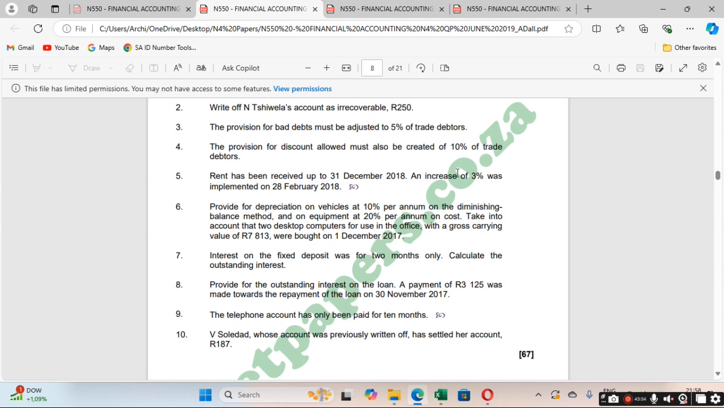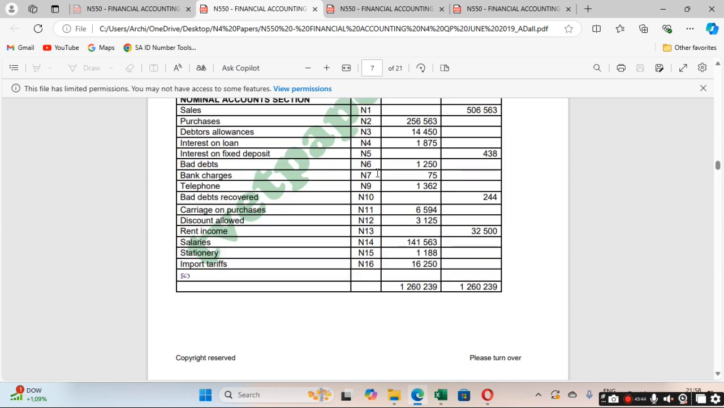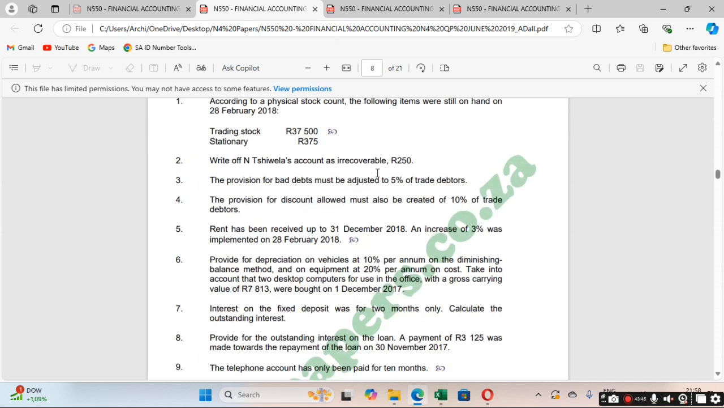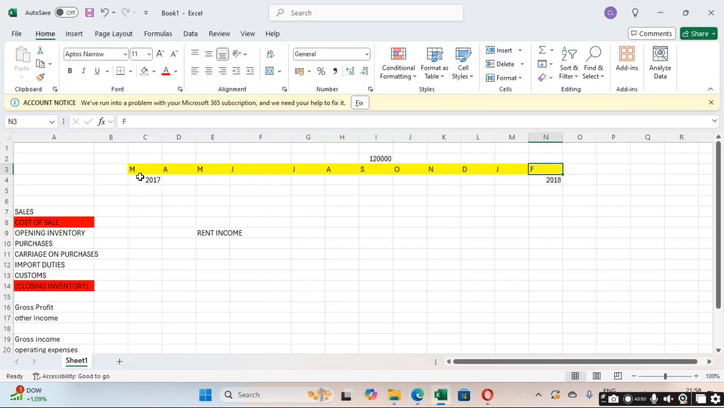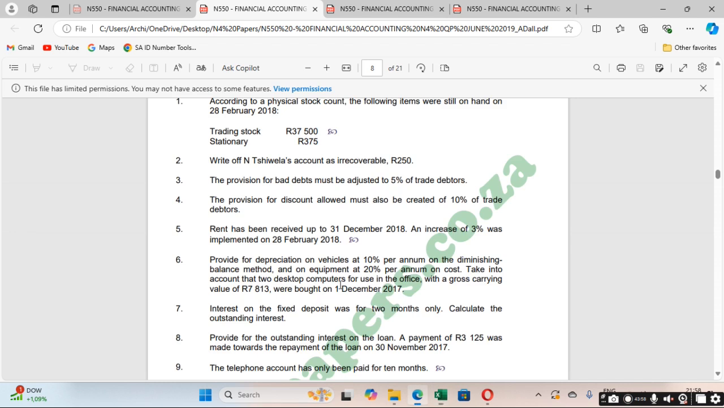An increase of 3% was implemented in February 2018. Since rent was received up to 31st December, that is 10 months, from March up until December. It's 10 months. So the received amount, how much did you receive?